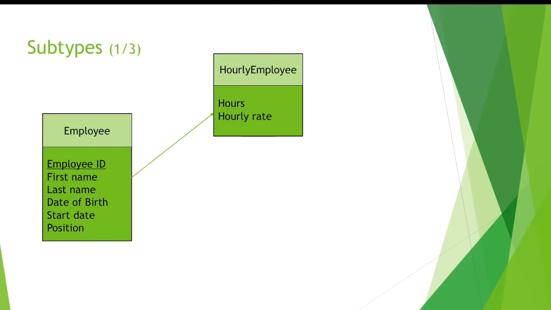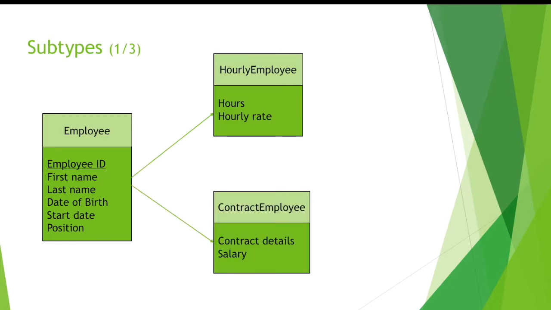The last concept is about subtypes. Subtypes apply when we have an entity that can appear in different forms and hence require some different information. For instance, an employee can be an employee on an hourly rate or on a contract. While both will have the same attributes that are defined in employee, which are employee ID, first and last name, date of birth, start date and position, they each will have some additional information. For an employee on an hourly basis, that might be the hours agreed on and the hourly rate. And for a contract-based employee, that could be contract details and salary.